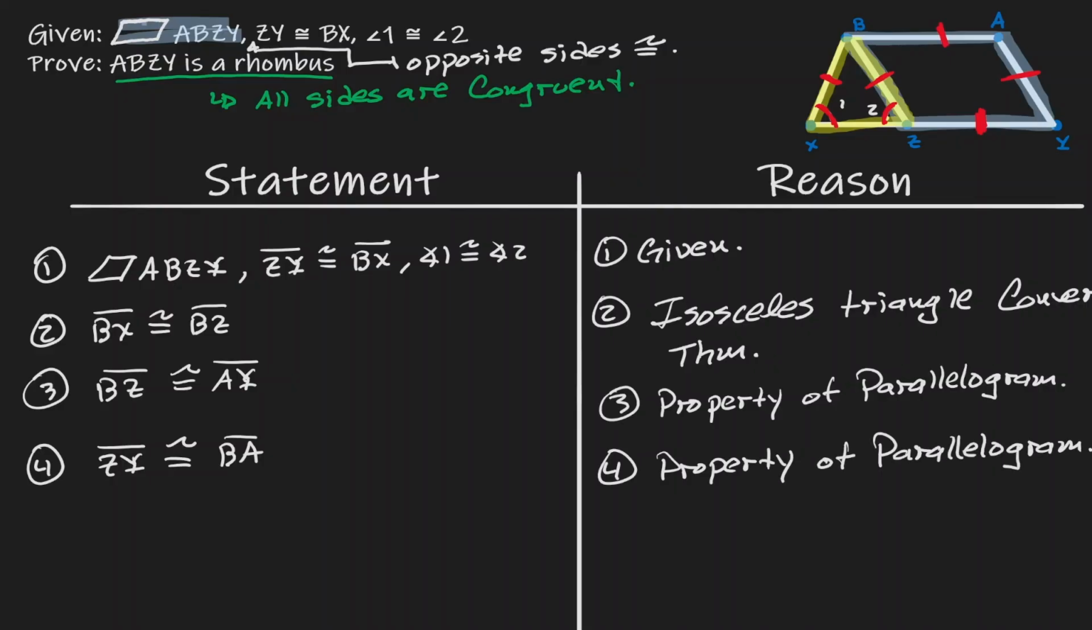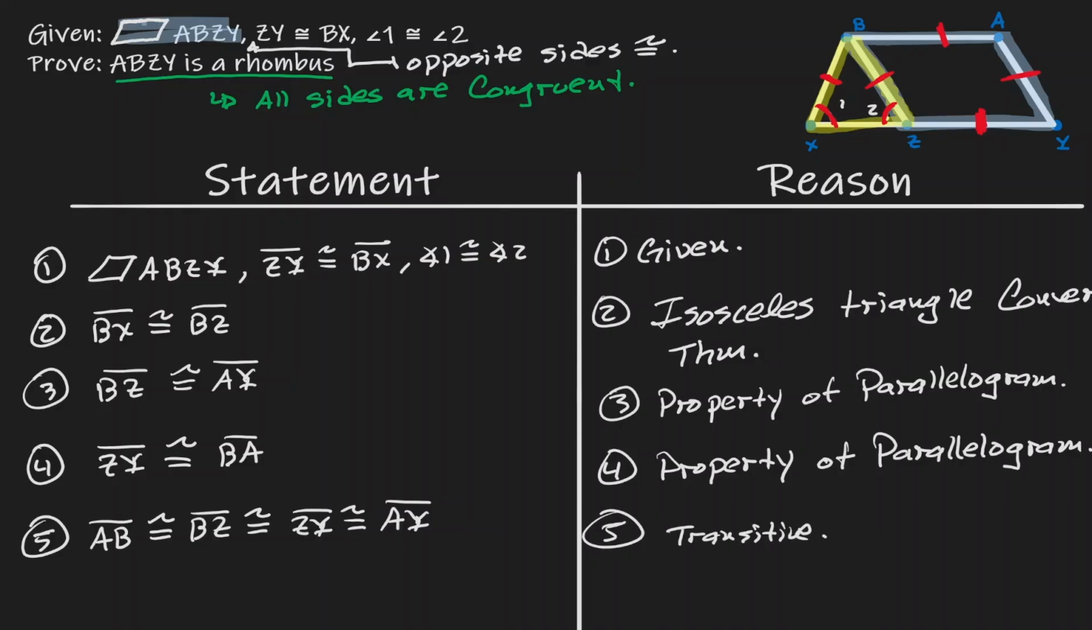Now let's look at our diagram again. Notice that we have shown that every single side in the quadrilateral ABZY is congruent to each other. That's a big transitive property. Now let's understand what we have done here. We have shown that every single side in this quadrilateral is congruent to each other, and that is enough for us to claim that ABZY is a rhombus. We can say that we have fulfilled the definition of a rhombus.